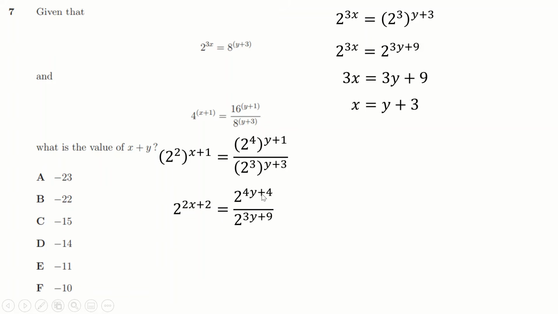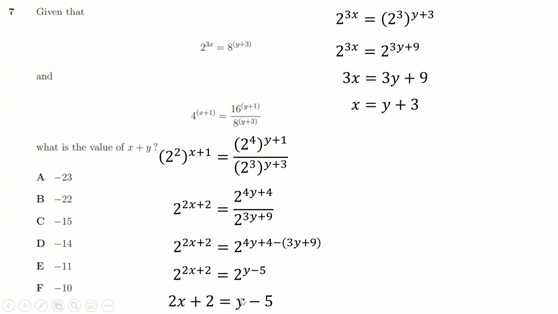Now this is 2 to this divided by 2 to this, which means, of course, you take away the powers. When you've got the same base and you're dividing, you take away the powers. So that's going to be this. Don't forget to take away this 9. That's why I put it in brackets. Well, that's just going to be 2 to the y minus 5. And again, same base, compare the indices here. That gives me that equation.